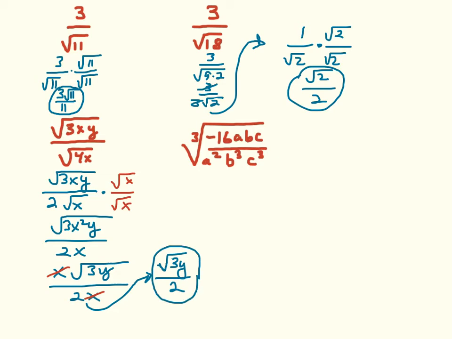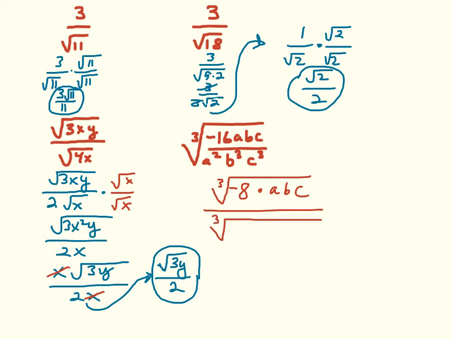Okay, last example on this page. I have the cube root of negative 16abc over a squared b cubed c cubed. I think I'm going to go ahead and just distribute here, and while I'm doing that, identify perfect cube factors. Negative 8 would be a perfect cube factor times abc, and then in the denominator I have these two cube terms, so those will be the perfect cube part of that.